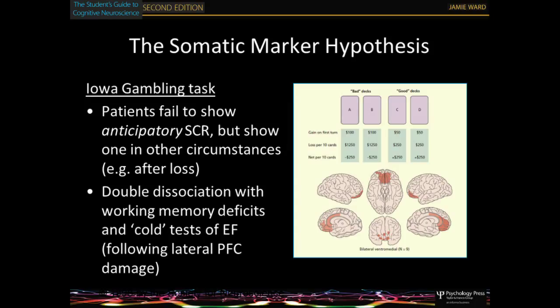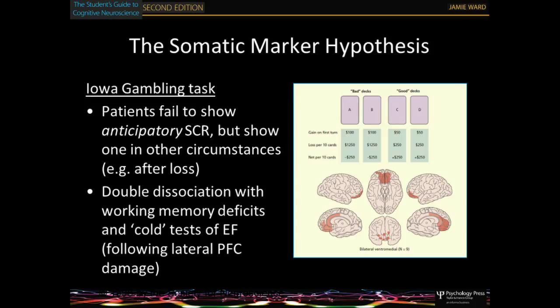Whereas patients with damage to the ventromedial orbital frontal cortex don't. But they can show skin conductance response sometimes. So if you give them an electric shock, they can. It's not always, you know, it's often in more social situations. We'll talk about it maybe when we come to the papers.